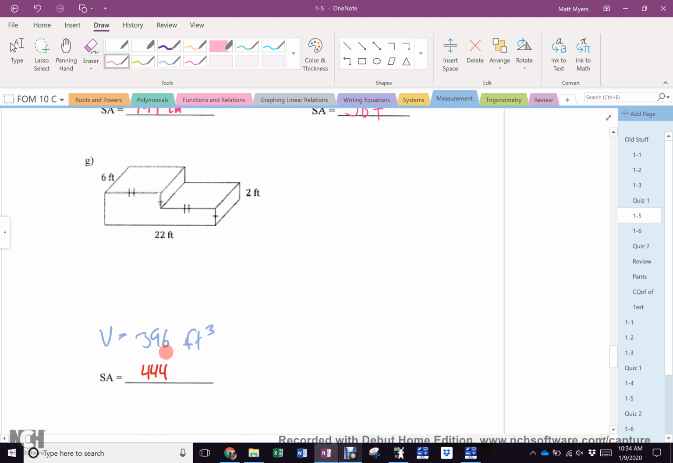Surface area here. Here is how I do this surface area. I pretend like this is a whole thing. And I do that surface area, right? So that's going to be 2, and it's going to be 22 times 4, because this is 4 high, right? Plus 22 times 6, because that's the top. And then plus 4 times 6, because that's right here, 6 by 4, right?